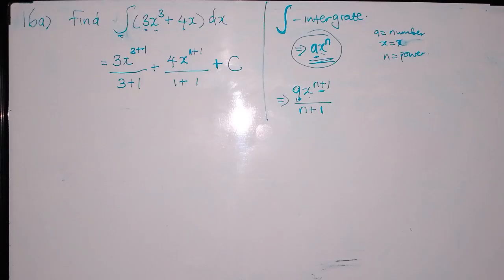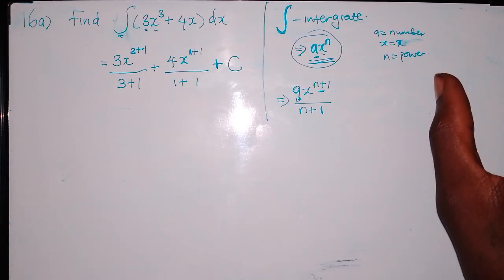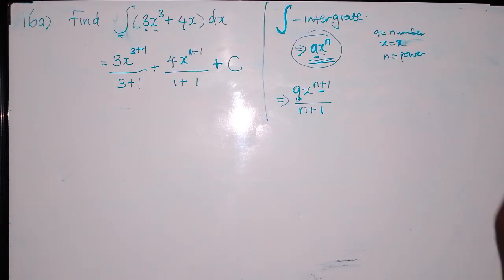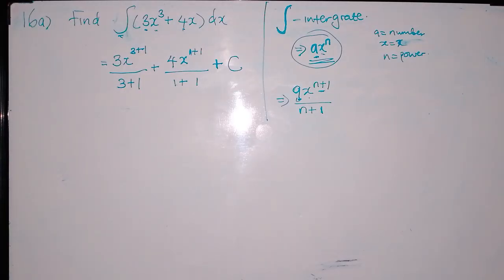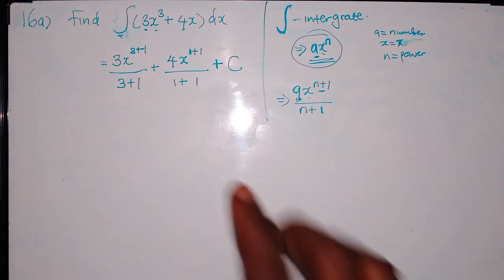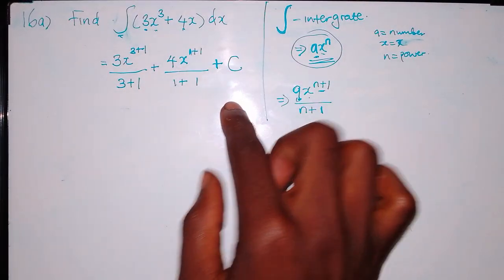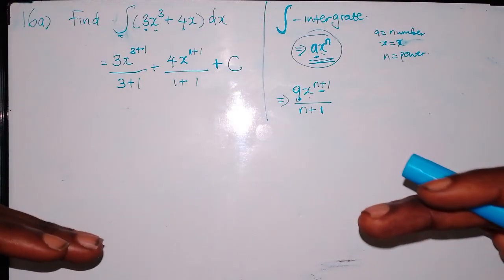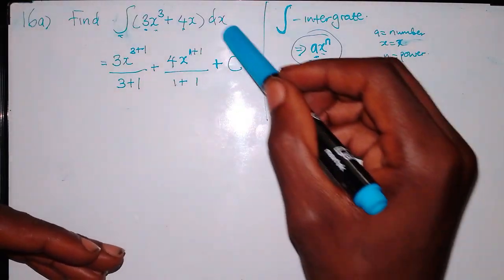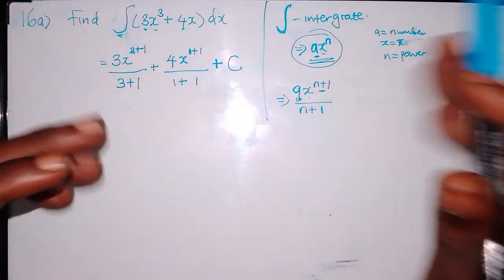What do we mean when we say a constant of integration? When you are integrating, there is a number which is replaced by 0 when we are differentiating. Here we are replacing it with C. So always when you are integrating, always, I'm repeating, always at the end put C.